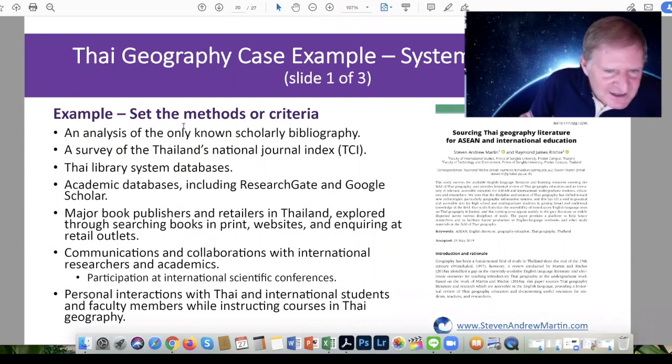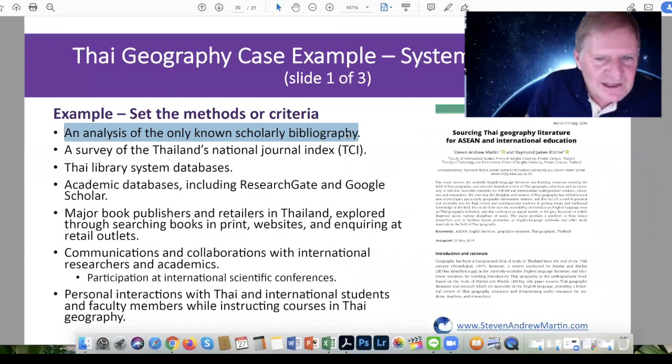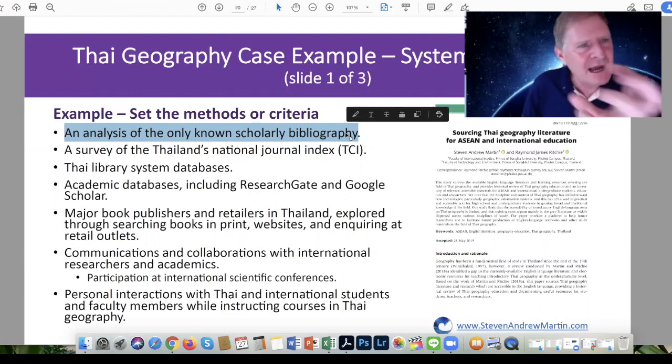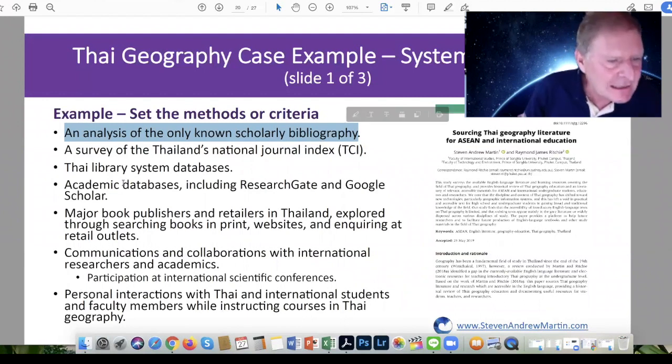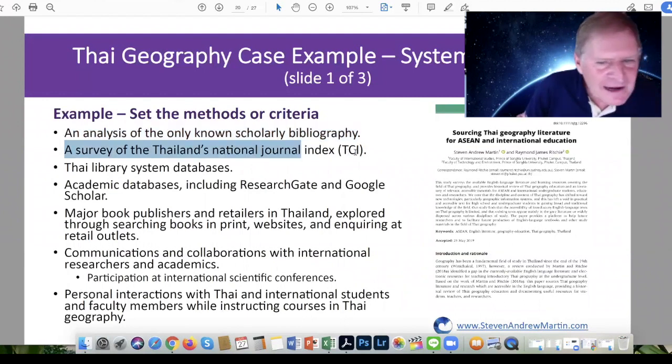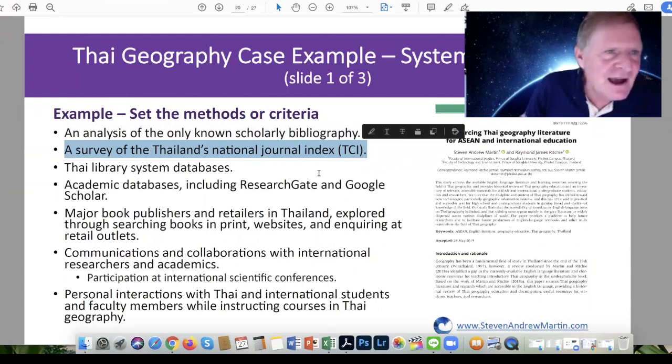So what did I do in this paper that was systematic in nature? I analyzed the only scholarly bibliography ever published on geography, pulled the Thailand material out of it, and then analyzed it statistically. Then I surveyed every journal on the TCI, 800 journals. That was a lot of work, but it let me identify which ones were in Thai and which were international, et cetera.